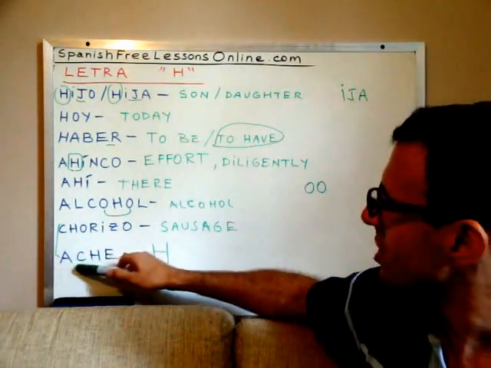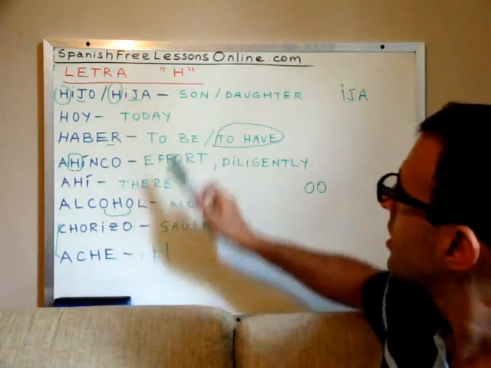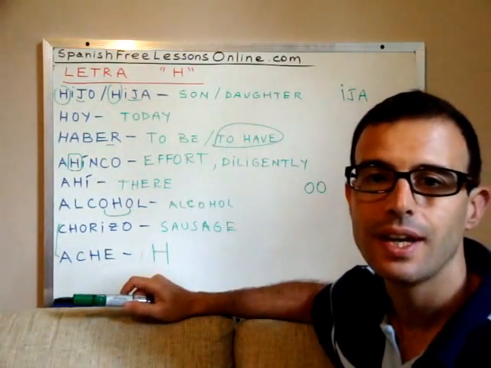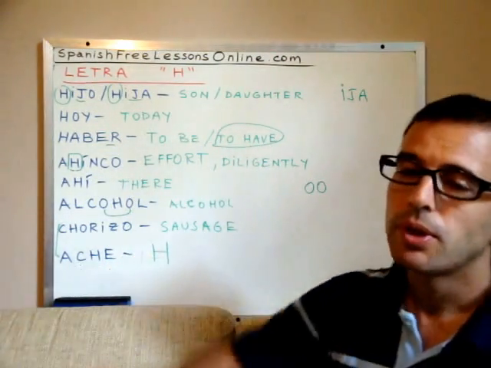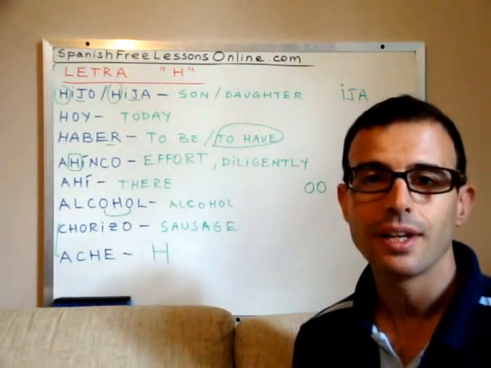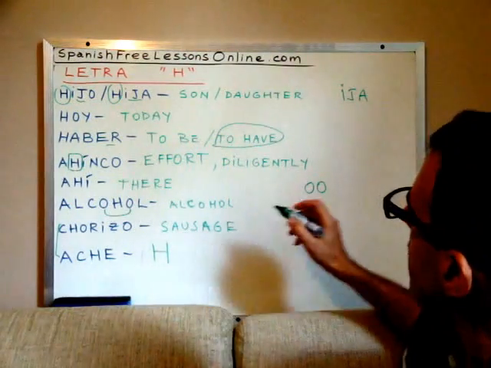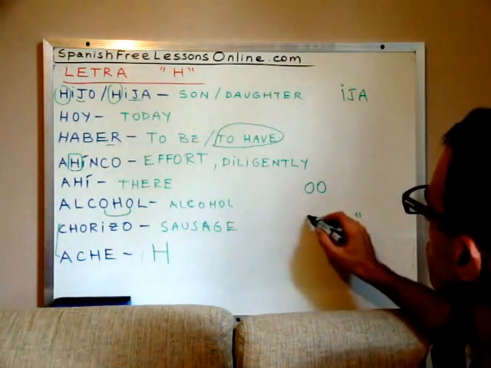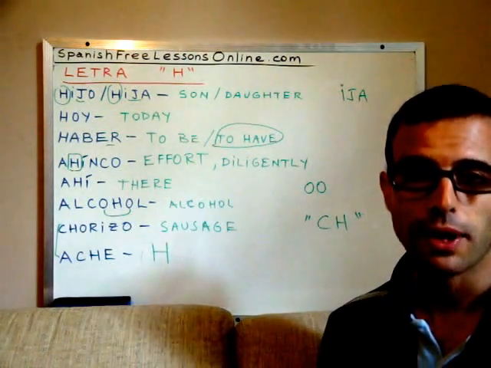Sausage. H. H is the name of the letter H. H. H. CH. Ch. Okay? So, because of these two different pronunciations of the H letter in Spanish, traditionally the CH used to be a letter by itself in the Spanish alphabet.